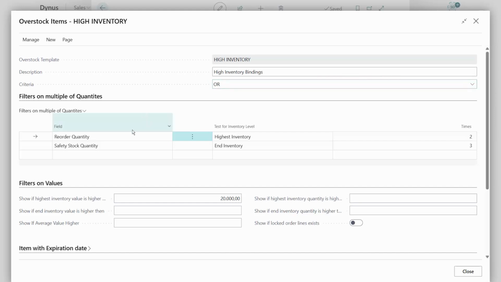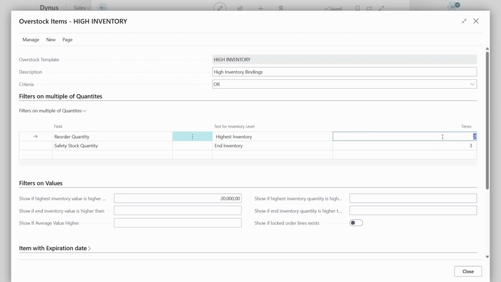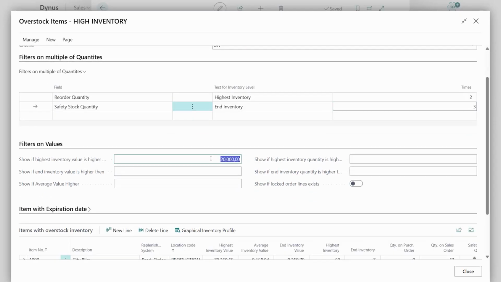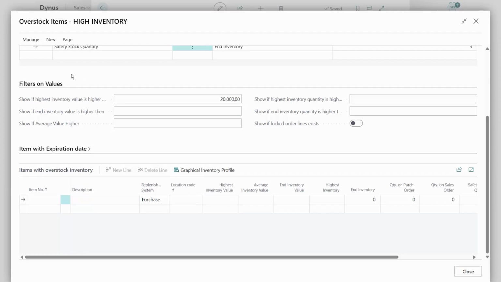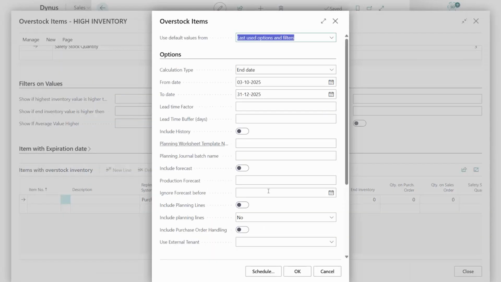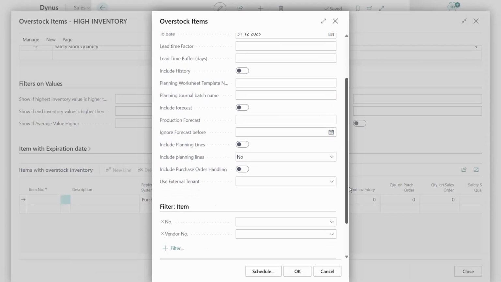But in this case, I say or, meaning I'm looking for items where the reorder quantity within the period, at whatever point in the period I'm looking at, is higher than twice the normal reorder quantity. Or if my safety stock quantity in the end inventory of the period is higher than 3 times the safety stock. Or if my highest inventory value is 20,000, for instance. Meaning, if I have this setup and I want to calculate which items are falling for these calculations here, I can find overstock items. I can set within what period, what to include.